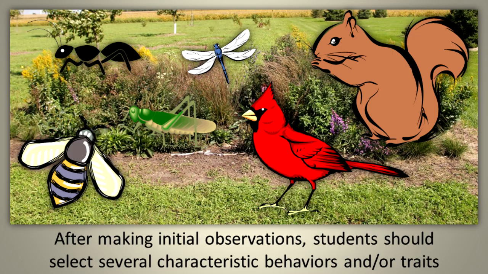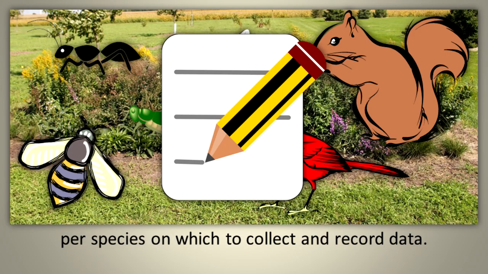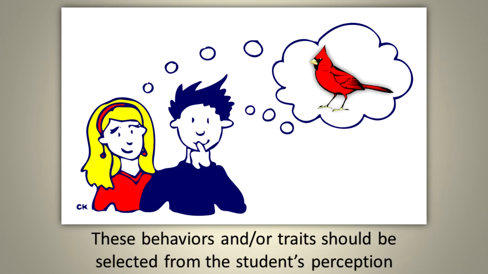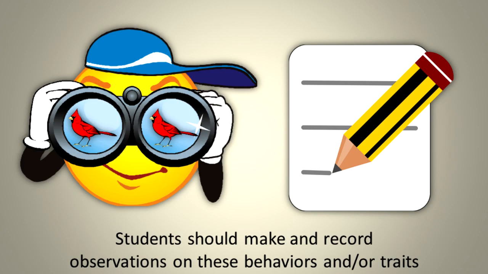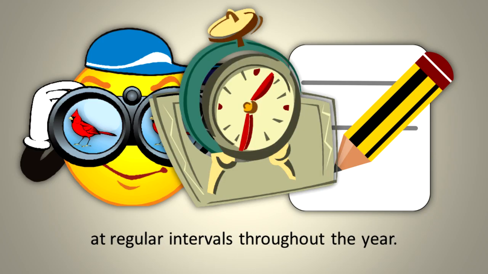After making initial observations, students should select several characteristic behaviors and/or traits per species on which to collect and record data. These behaviors and/or traits should be selected from the student's perception that they are necessary for survival of the observed species. Students should make and record observations of these behaviors and/or traits at regular intervals throughout the year.